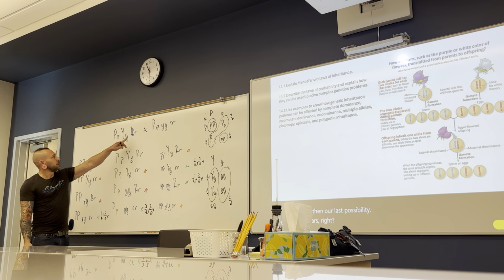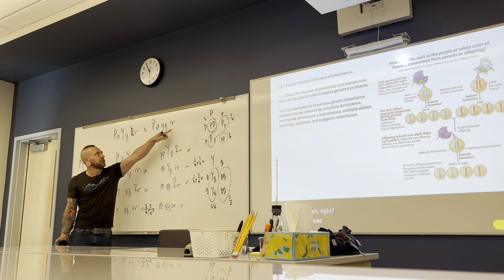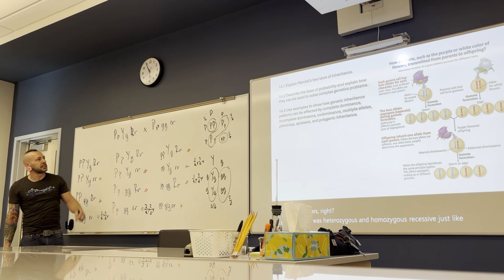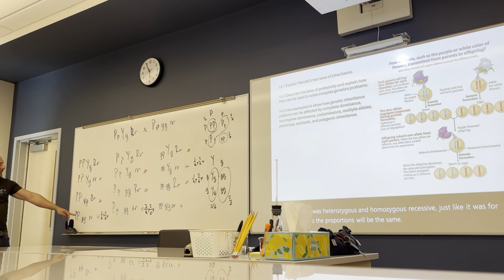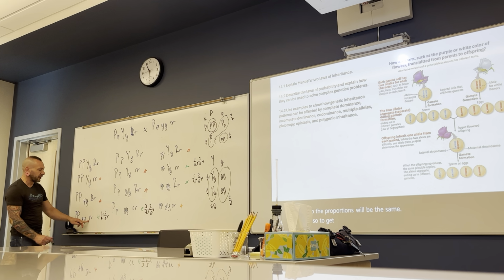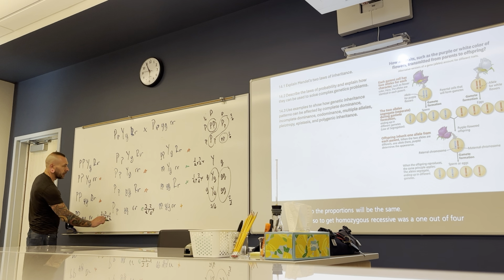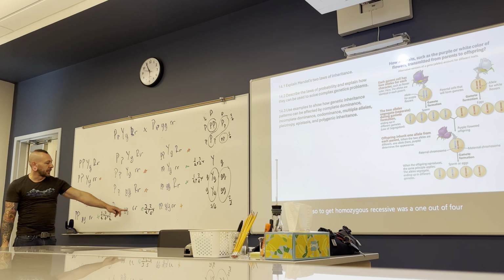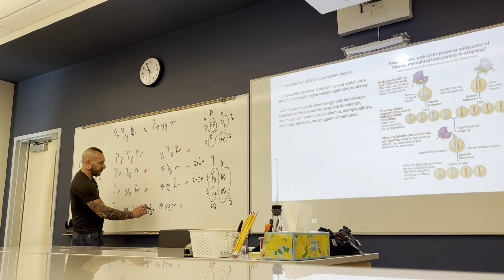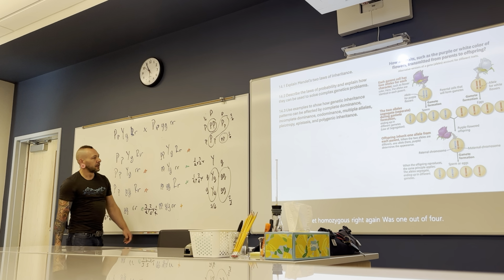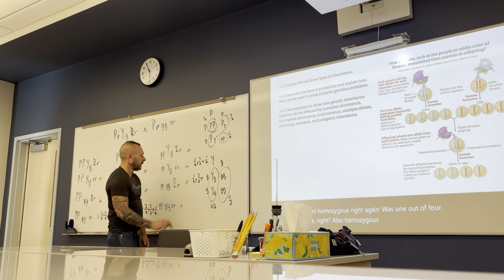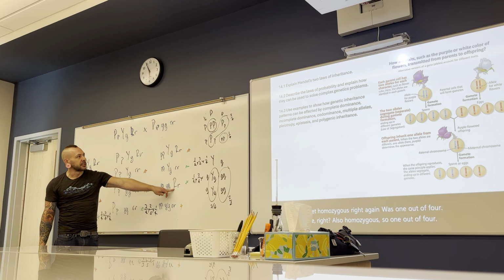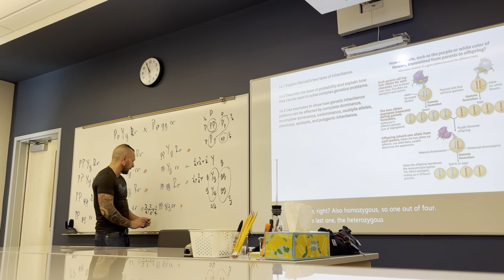For the R's, it was heterozygous and homozygous recessive, just like it was for the P's, so the proportions will be the same. To get homozygous recessive was a 1 out of 4 possibility. To get homozygous, again, was 1 out of 4. For this one, also homozygous, so 1 out of 4. And for this last one, the heterozygous was a 2 out of 4 chance.